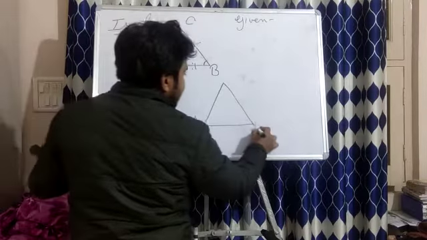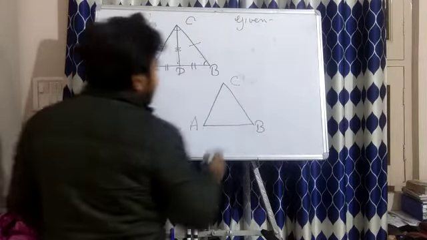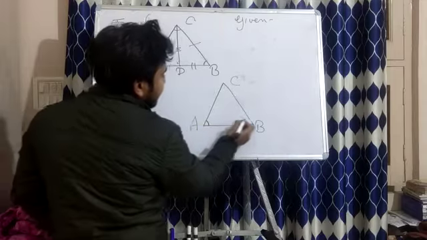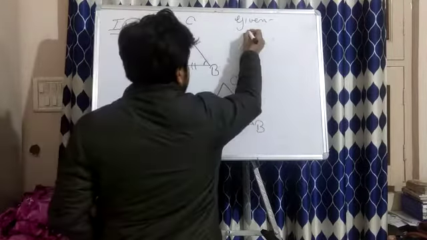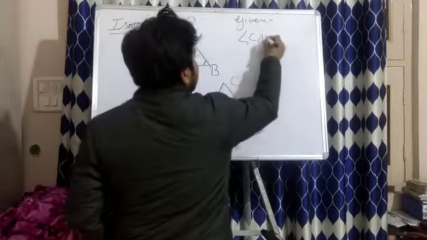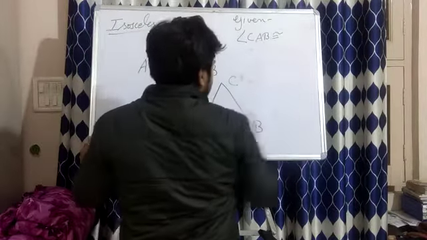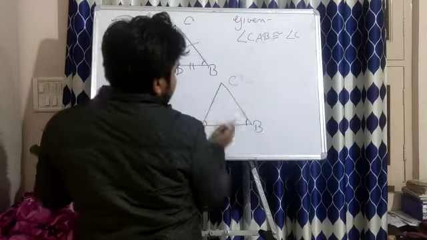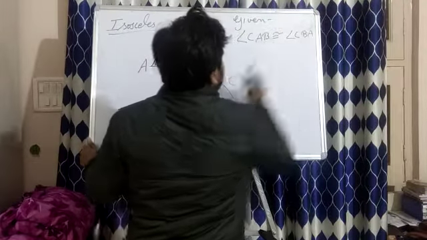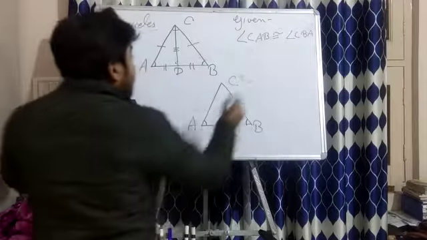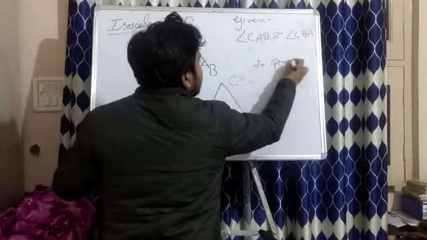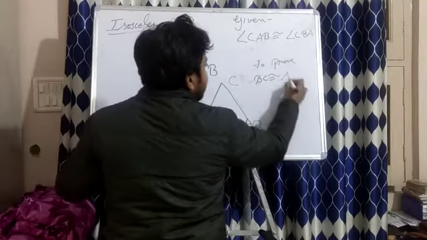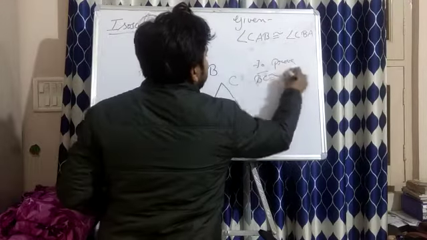Let's label it A, B, C, same labeling. What is given to us is that angle CAB is congruent to angle CBA. Now what we have to prove is that the sides opposite to them are equal, that is, BC is congruent to side AC.